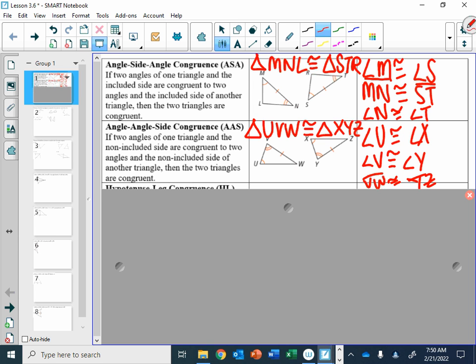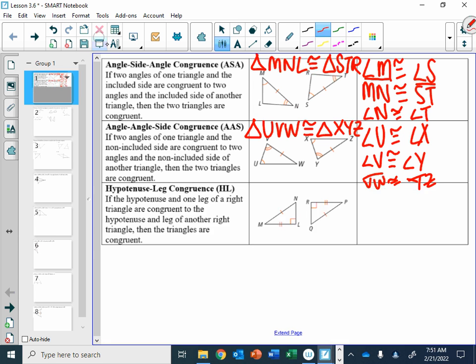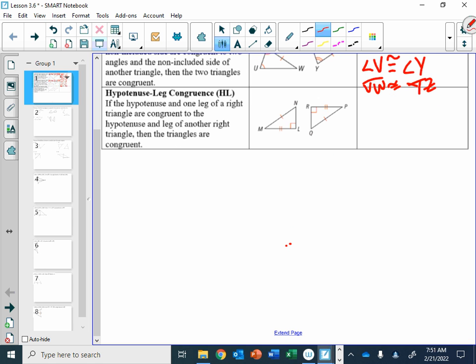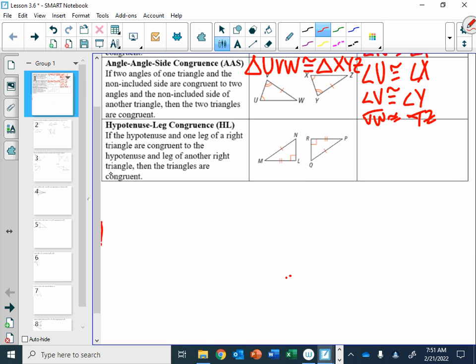And the last one that we'll talk about is called hypotenuse leg. The really important thing about hypotenuse leg is that it's got to be a right triangle. You cannot use hypotenuse leg for any other triangle, because right triangles are the only type of triangle that have a hypotenuse. Remember, your hypotenuse is the side that's across from the right angle. Highlight that, make a note. You can only use hypotenuse leg if it's a right triangle. You cannot use it any other time.